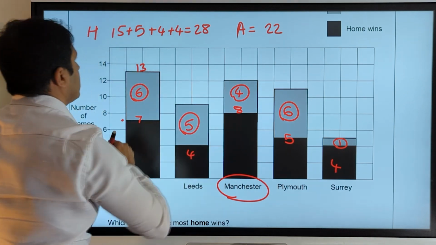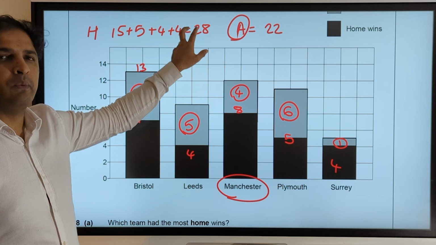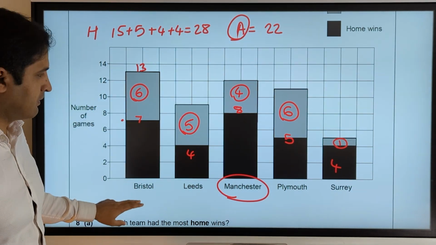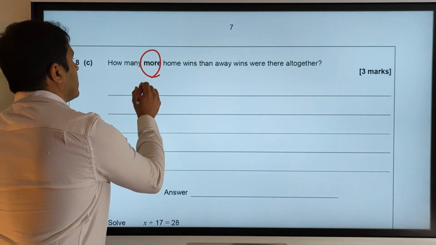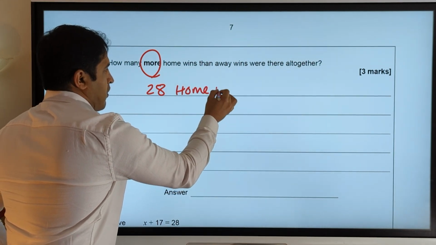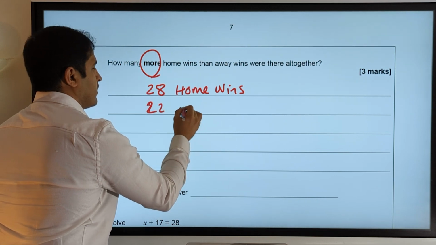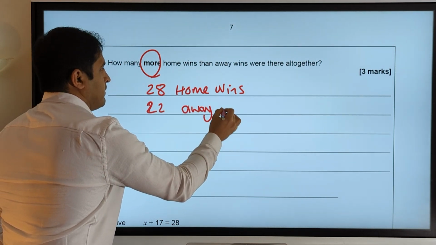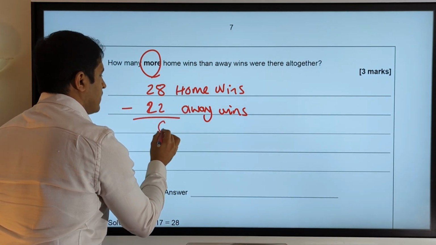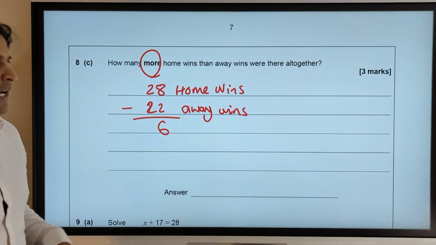22 away wins. So if I wanted to work out the difference, how many more home wins did we have than the away? So 28 take away 22. Okay. So we had 28 home wins and then 22 away wins. So how many more? 28 take away 22, so 6 is the last answer. So you get 1 mark, 1 mark and 1 mark for doing that correct. Okay.